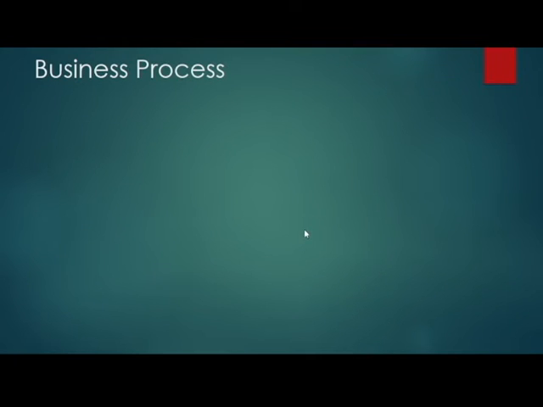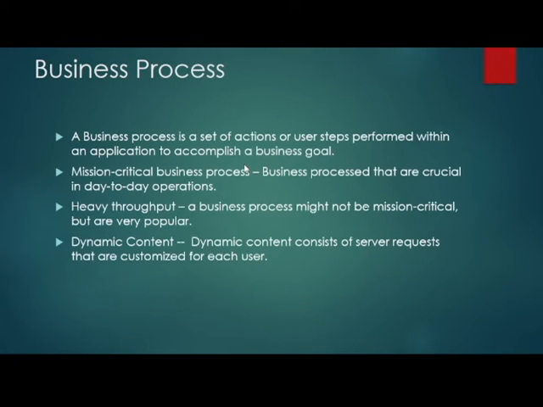So we proceed with the business process. A business process is a set of actions or user steps performed within an application to accomplish a business goal. Mission critical business process: business processes that are crucial in day-to-day operations. Heavy throughput: a business process might not be mission critical, but very popular. Dynamic content: dynamic content consists of server requests that are customized for each user.